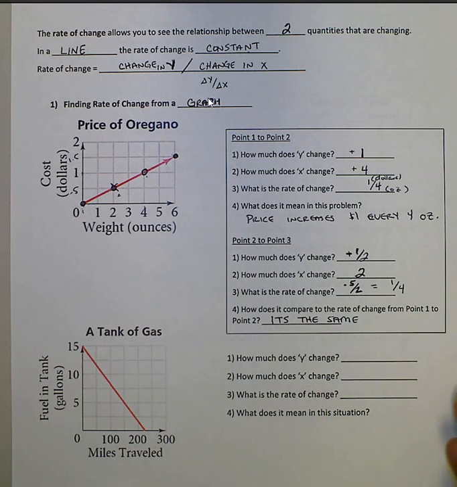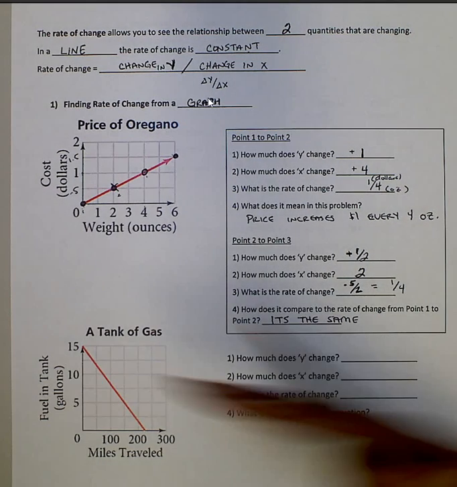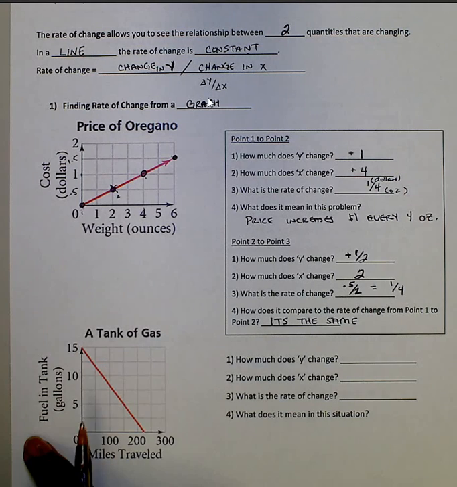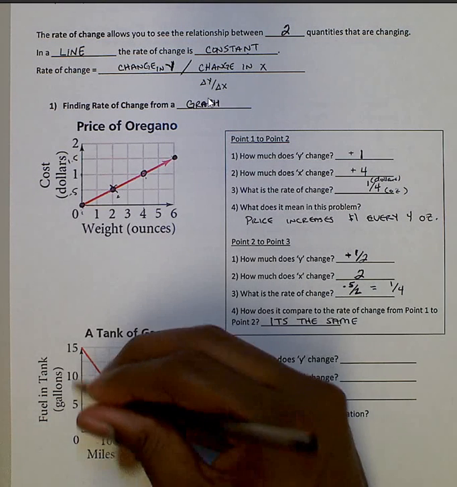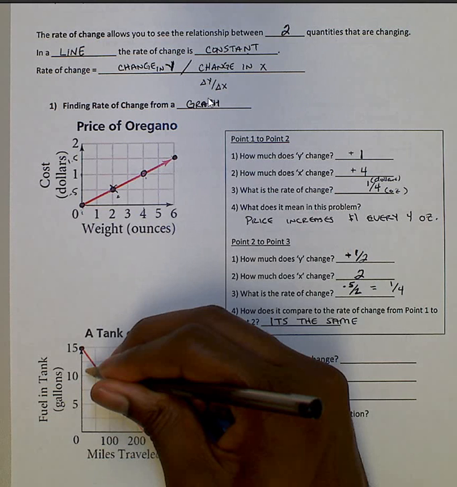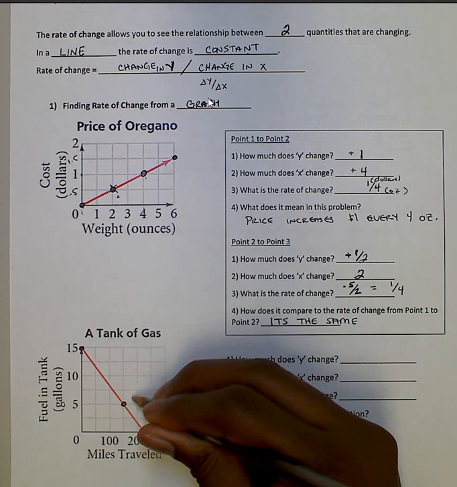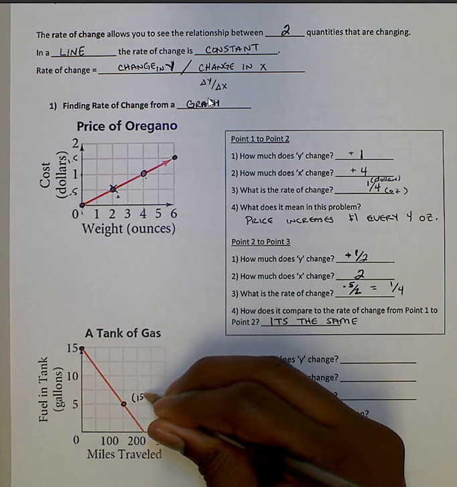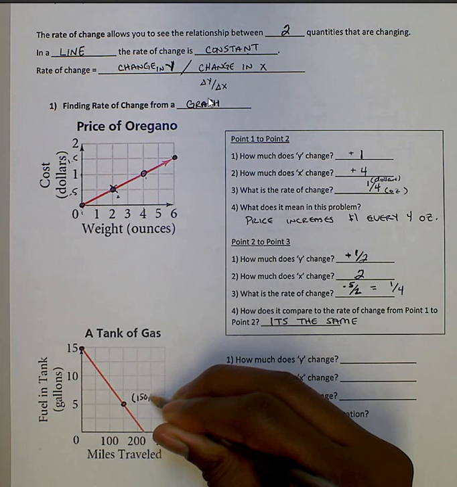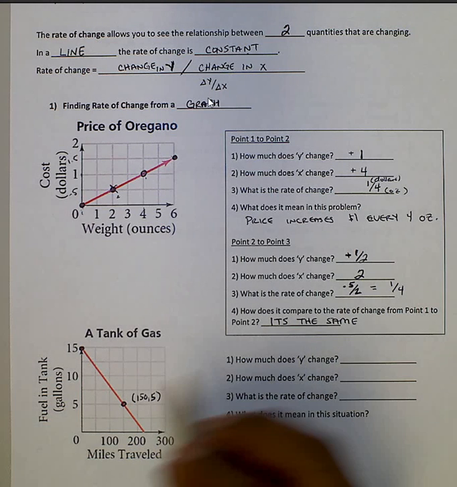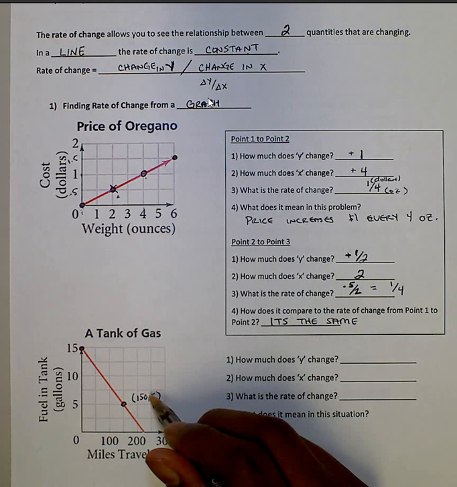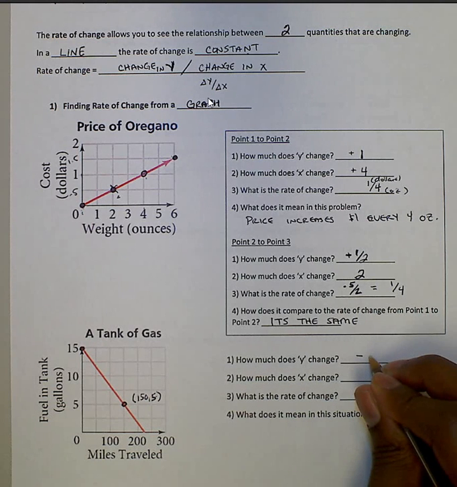All right. Okay, so now looking at this next situation, we have a tank of gas, the fuel in the tank measured in gallons, and the miles traveled. So, how much does y change? Let's choose 2 points. Okay, so y is here at 15. I'm going to try to choose a point that's easy to read, and one that I think is easy to read here is at like 150, because that's how far over it goes, and 5, that's how high it is. So how much does y change? Well, y goes from 15 to 5, so it goes down -10.